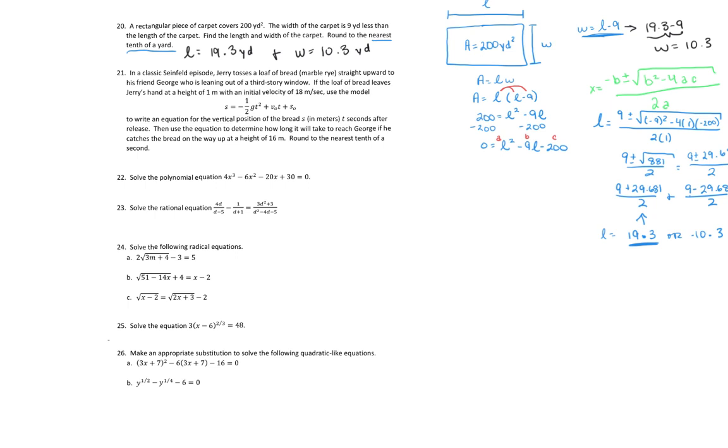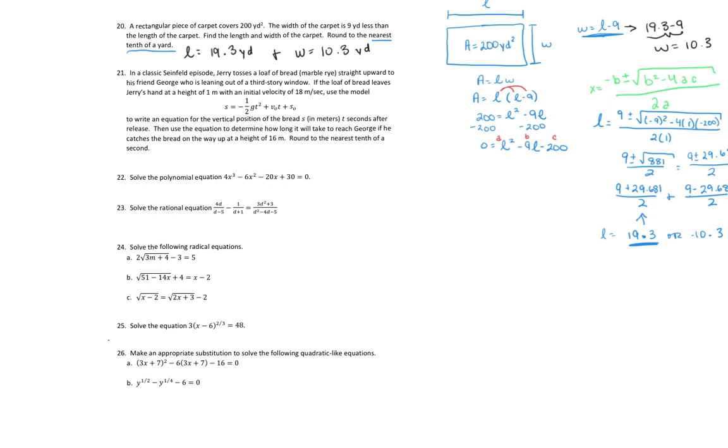If the loaf of bread leaves Jerry's hand at a height of 1 meter with an initial velocity of 18 meters per second, use the model s equals negative 1/2 gt squared plus v naught t plus s naught to write an equation for the vertical position of the bread s in meters, t seconds after release. Then use the equation to determine how long it will take to reach George if he catches the bread on the way up at a height of 16 meters. Round to the nearest tenth of a second.